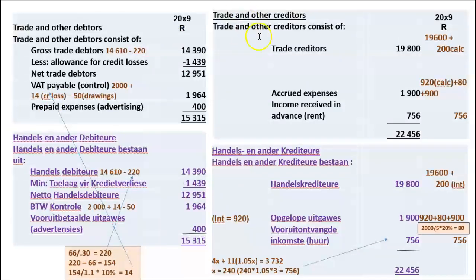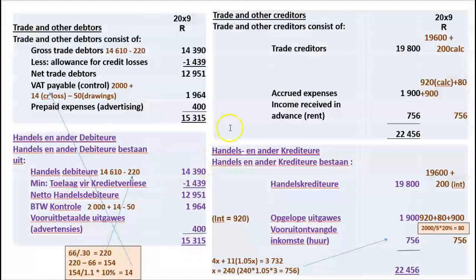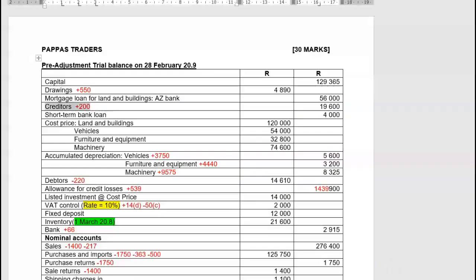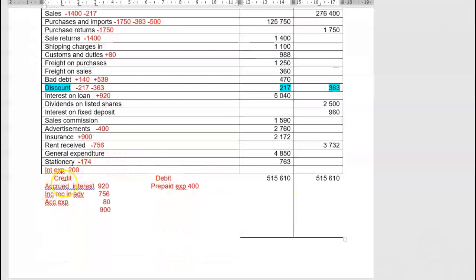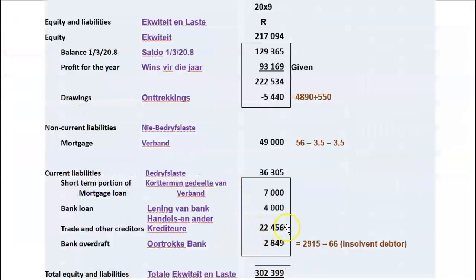Trade and other creditors. That consists of our trade creditors of 19,600 Rand, sorry, plus the 200 Rand worth of interest that we have capitalized against the account, which gives us in total 19,800. Accrued expenses. Remember what we've added here at the bottom of the page? All of these must be somewhere. Accrued expenses, there's accrued interest of 920 Rand. There was the 80 Rand customs duty and the 900 Rand, I think, insurance. So 920 plus 80 plus 900 gives us 1,900. Income received in advance 756. So that gives us total trade and other creditors of 22,456.